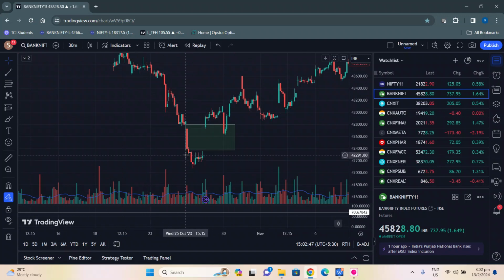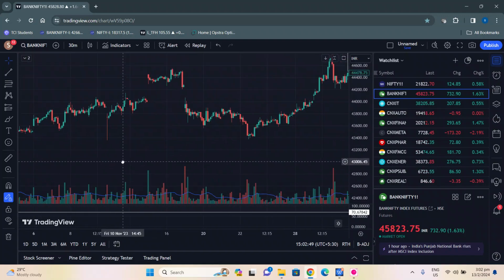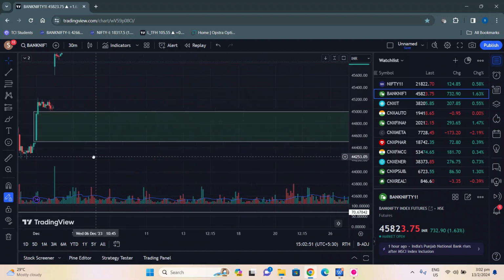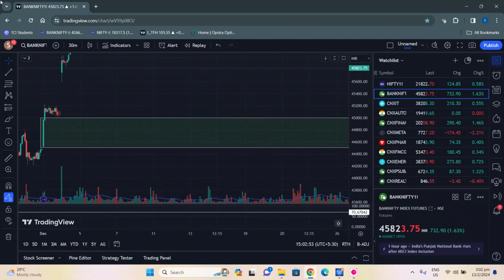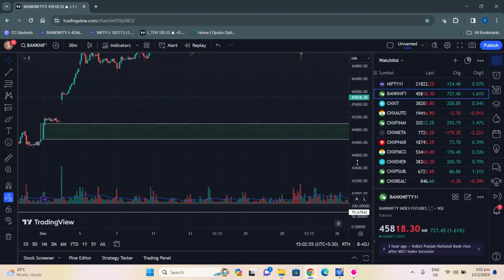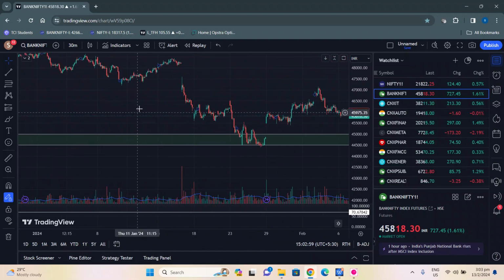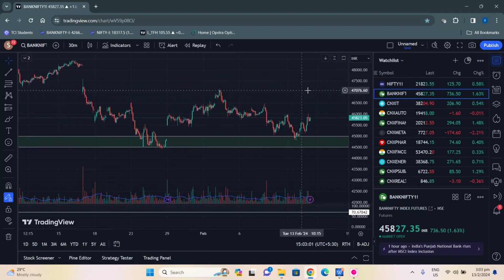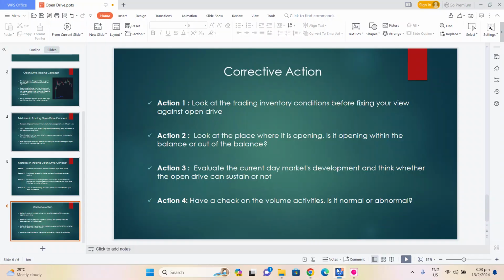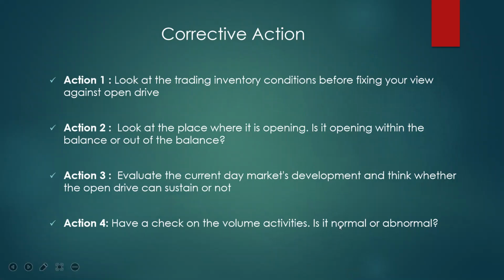Everything you need to evaluate. Otherwise, you will definitely fail in this concept. It is not a very difficult concept to trade, but those 4 points which I mentioned in my slide, you need to keep tracking. So this is the one I was talking about. These four action plans you must always have while trading the open drive concept.